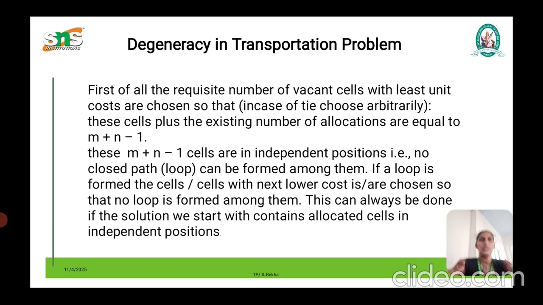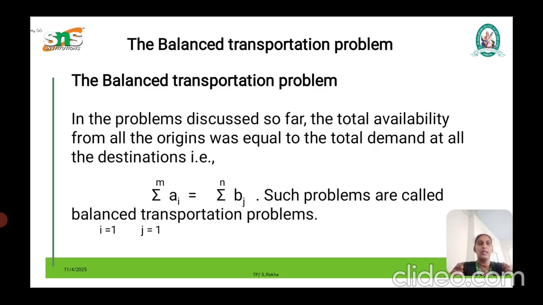Another main definition is the balanced transportation problem. A balanced transportation problem is one where the summation of ai equals the summation of bj. That is, supply should be equal to demand. Then we can say it is a balanced transportation problem.